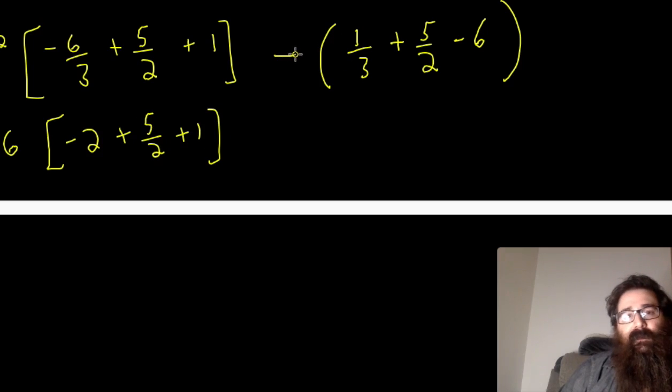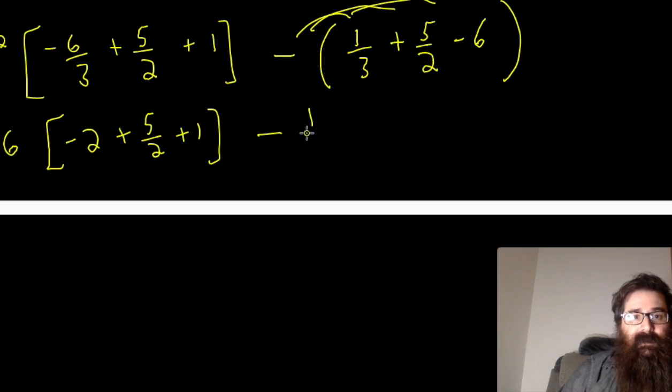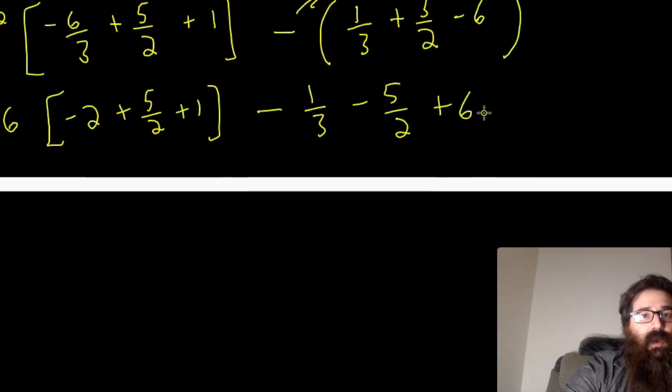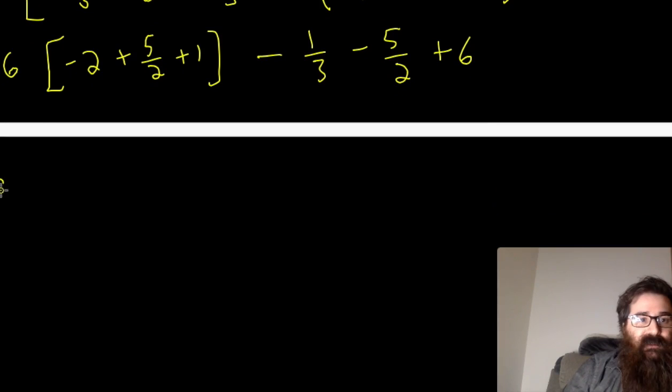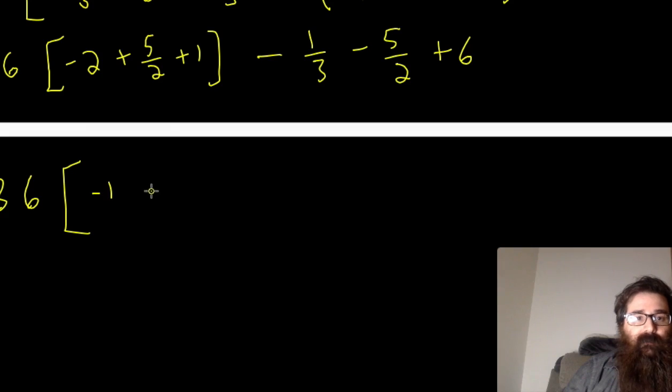And then if it's all the same, I'm just going to bring this minus sign through into this other set of parentheses and say minus 1/3 minus 5 halves plus 6. Seems okay to me. I got to keep going. Can't stop, won't stop. Hashtag can't stop, won't stop. 36 in front. Negative 2 plus 1 gives me negative 1 plus 5 halves. Arithmetic, right? I feel like we're doing more arithmetic than calculus.